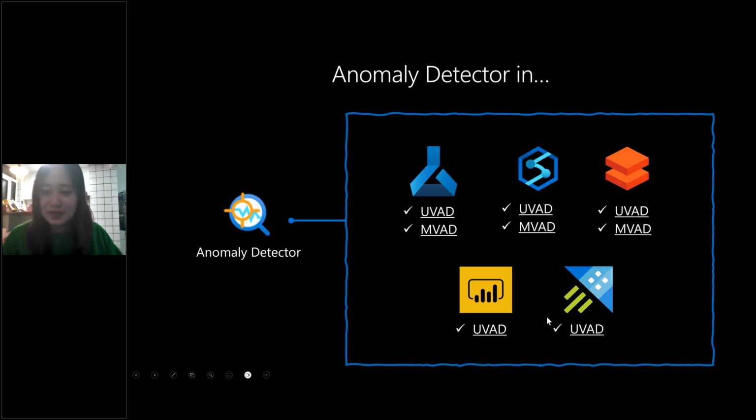And the last thing is that you can use it in the Azure Data Explorer. Just kindly note that these two features are only in Power BI, and are only for univariate anomaly detection. It's not for the whole set of features, but we are trying to extend to more features in the future.